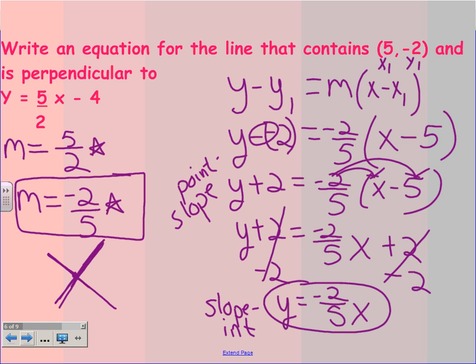So depending on what the directions tell you to do, if the directions say to write the equation in point slope, then you know that you can stop at this point. But if it says to write it in slope intercept, then you do need to use the distributive property to break it down into slope intercept form answer.